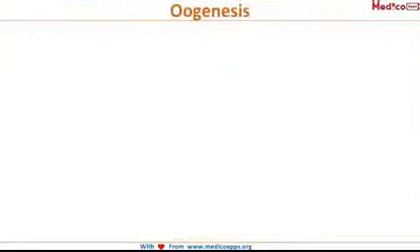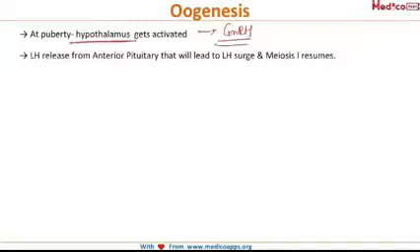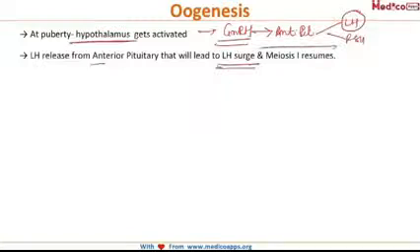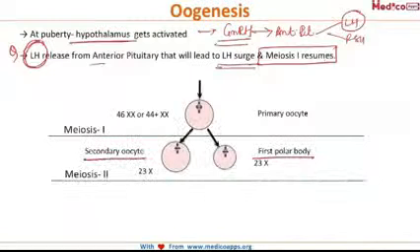Now at puberty what happens? The hypothalamus gets activated, and this hypothalamus secretes GnRH impulses, gonadotropin releasing hormone, and this gonadotropin releasing hormone acts on the anterior pituitary to release LH and FSH. Now this LH, which is released from the anterior pituitary, leads to the LH surge, and finally meiosis I resumes. Again one important question: meiosis I resumes under the effect of which hormone? It is the LH hormone, the luteinizing hormone. Now as meiosis I resumes and is completed, this primary oocyte leads to the formation of the secondary oocyte and the first polar body.